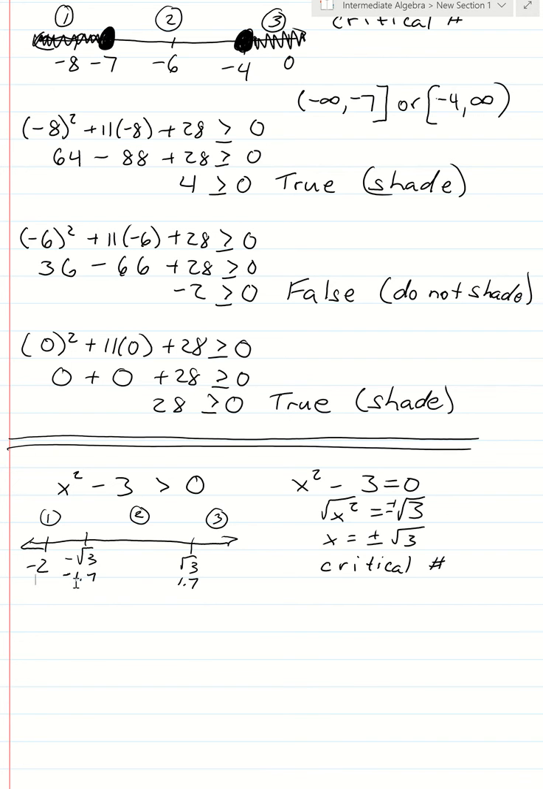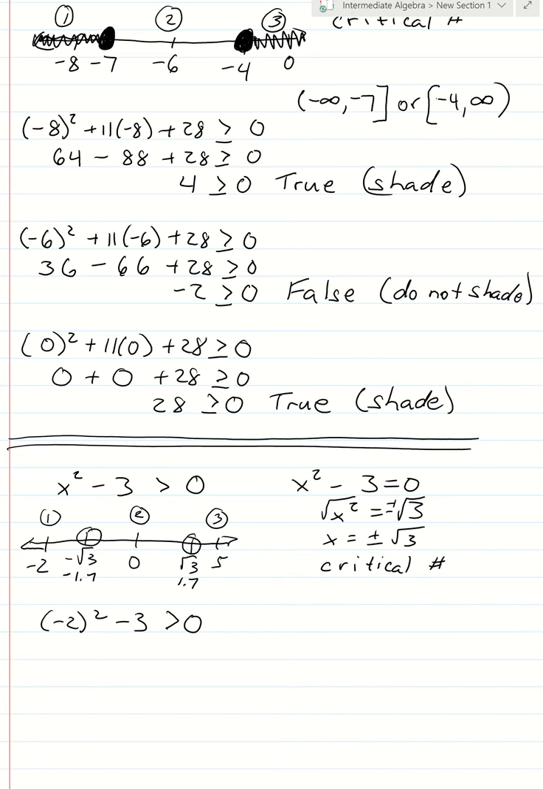I need a number in between negative 1.7 and positive 1.7. I'll pick, let's say, 0. And then finally, I need a number that falls to the right of approximately 1.7. I'll pick 5. And let's see if those numbers work. Let's start with negative 2. Negative 2 squared minus 3. Is that greater than 0? Oops, I forgot to determine whether or not we have open or closed circles. Well, the fact that it's just greater than means open circles.